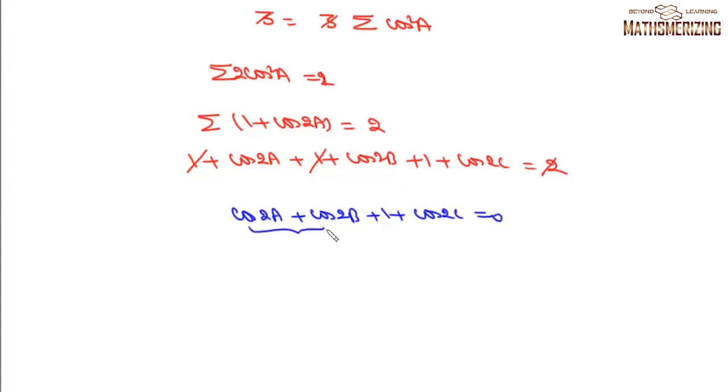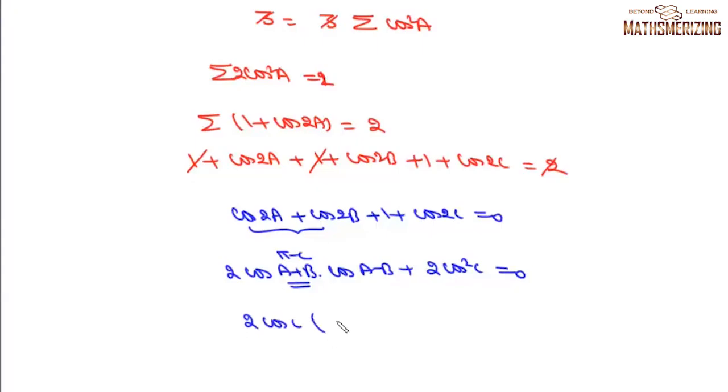Now we'll use cos C plus cos D. So it will be 2 cos C plus D by 2. So it will be cos A plus B into cos A minus B, and here will be 2 cos square C equals 0. Now cos A plus B is cos pi minus C, which is minus cos C. So if we take 2 cos C common, we can write minus cos A minus B plus cos C, it is equal to 0.